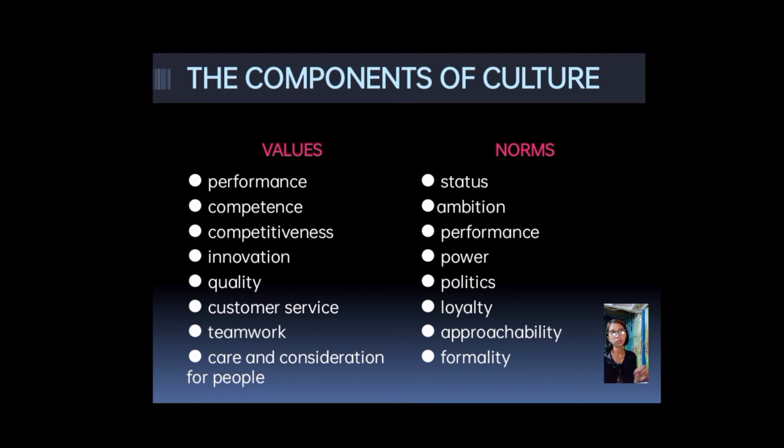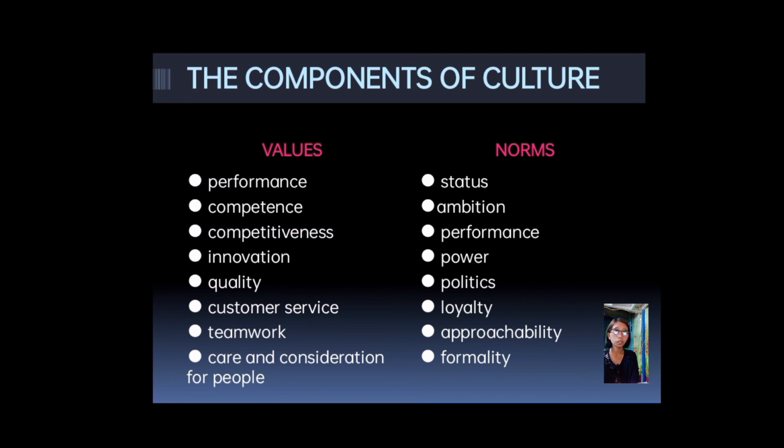So what is status? Status is how much importance is attached to it, the existence or lack of obvious status symbols. Next is ambition. Ambition is expected and approved of, or a more subtle approach is taken. Next is performance. The accepted performance standards are general. The highest praise that can be given in the organization is to be referred to as very professional.